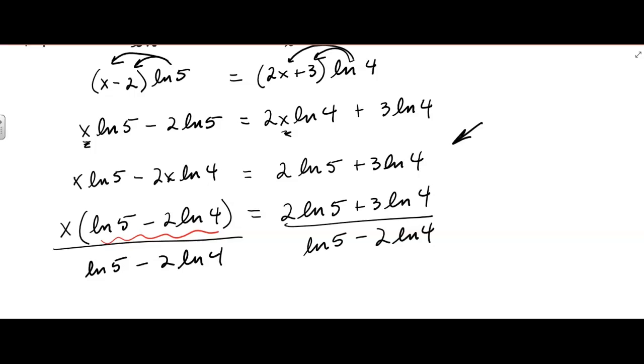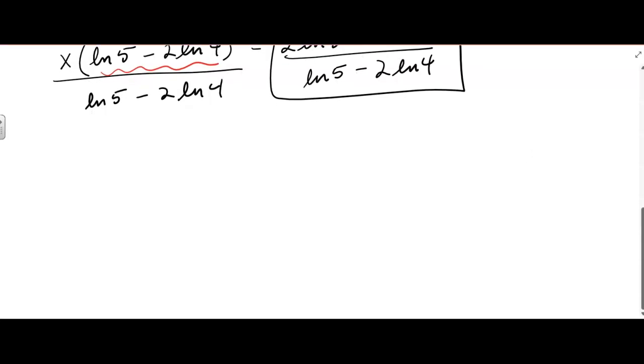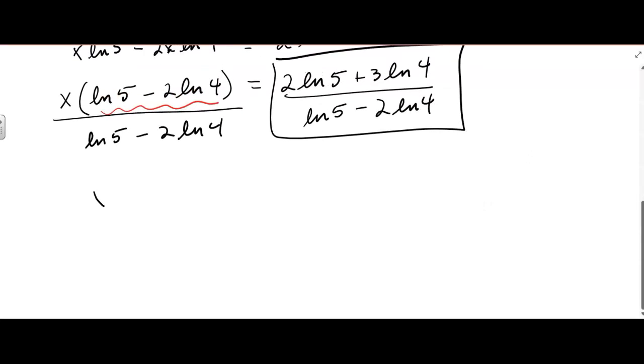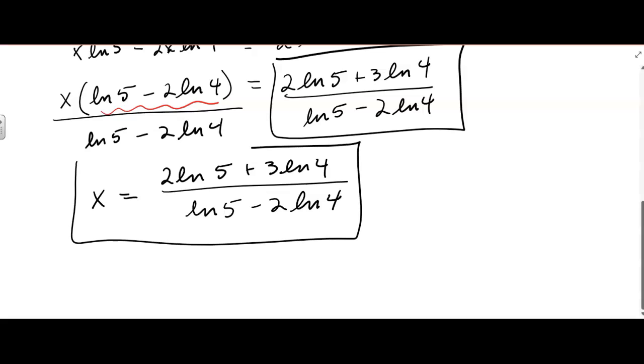Okay, this does not simplify. This is the answer. This is an exact answer. Okay, so I can write that. Oops, I can if I can see it. X equals 2 natural log 5 plus 3 natural log 4 over natural log 5 minus 2 natural log 4. Okay, so that's a lovely answer. Yay. Put a box around it.